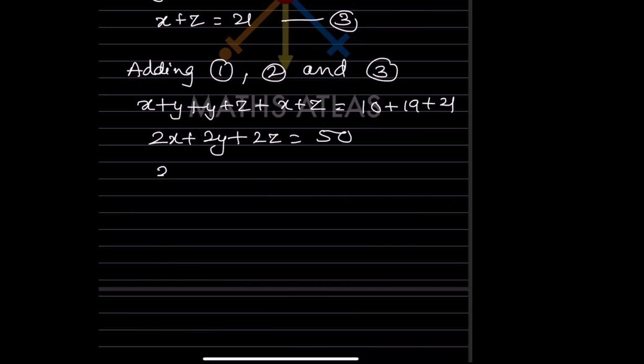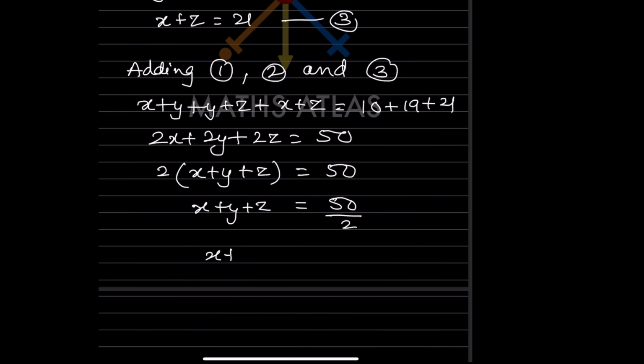Now if we take 2 common from here, what are you going to get? x plus y plus z, because 2 is common from all three terms. In the bracket we get x plus y plus z, and this equals 50. Since this is actually multiplication, it is going to get divided. So x plus y plus z is 25.